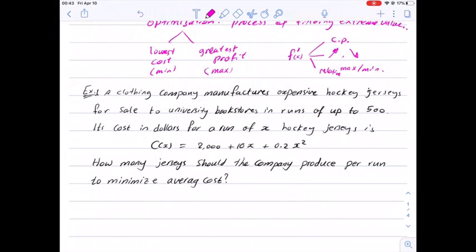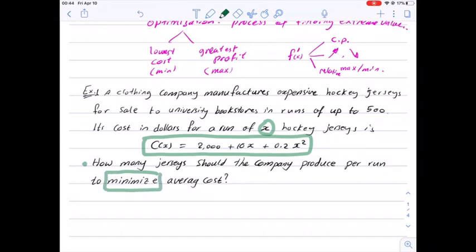A clothing company manufactures expensive hockey jerseys for sale to university bookstores in runs of up to 500. Its cost in dollars for a run of x hockey jerseys is C of x. So we are given the cost function here, where x represents the number of hockey jerseys. The question is how many jerseys, I mean the value of x, should the company produce per run to minimize. This is a key word, minimize. When we read to minimize, that means we have an optimization problem.